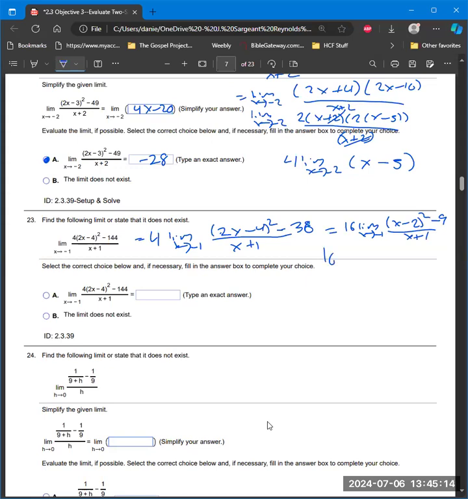So that's 16. Limit x goes to negative 1, x minus 2 minus 3, x minus 2 plus 3 over x plus 1. That's x plus 1 right there. So 16, limit x goes to negative 1 of x minus 5. It's the same thing as limit as x goes to negative 1 of 16x minus 90. And that's going to be negative 96.